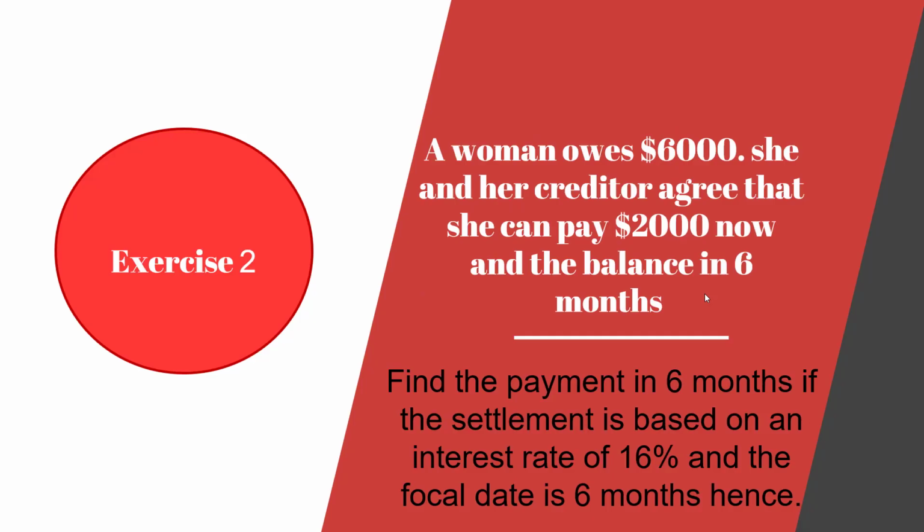Another example. Exercise number 2. A woman owes $6,000. She and her creditor agree that she can pay $2,000 now and the balance in 6 months. Find the payment in 6 months if the settlement is based on an interest rate of 16% and the focal date is 6 months hence.